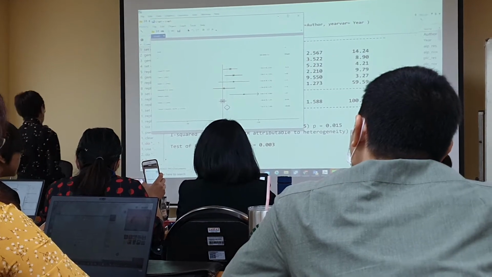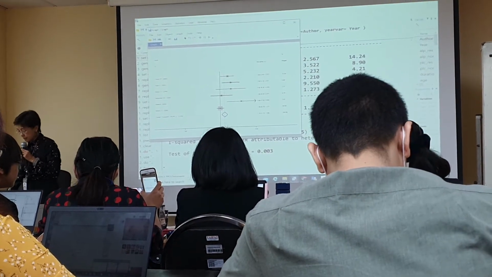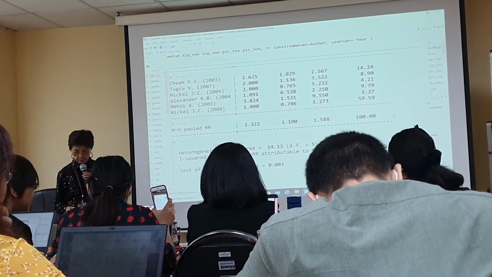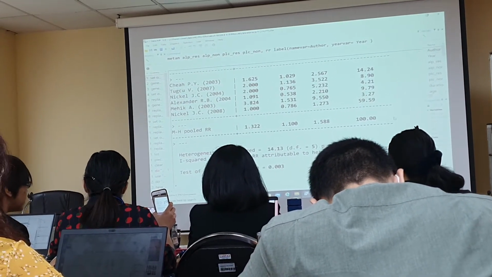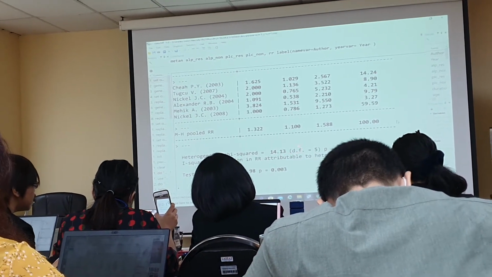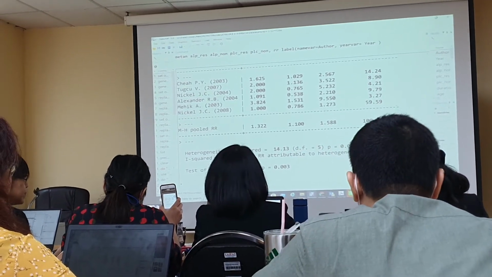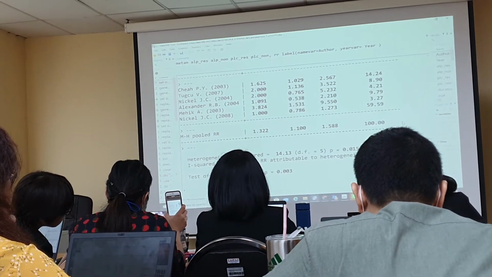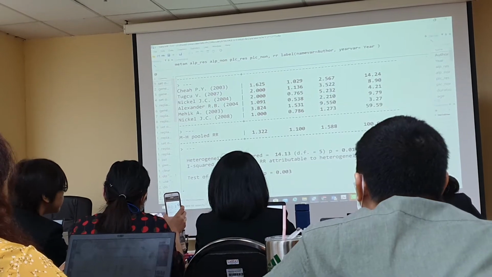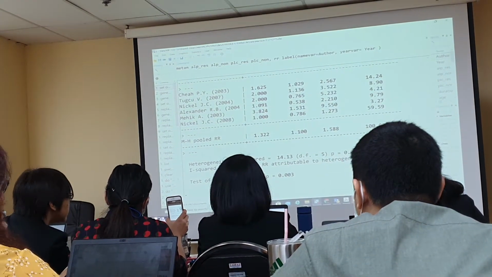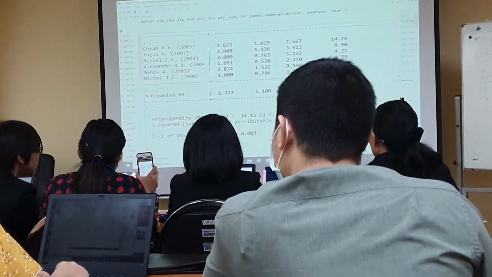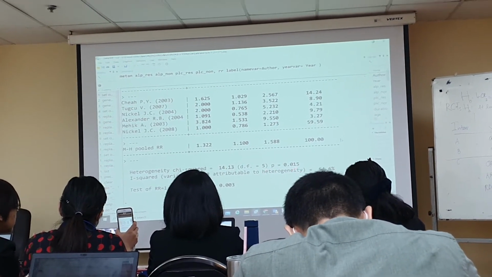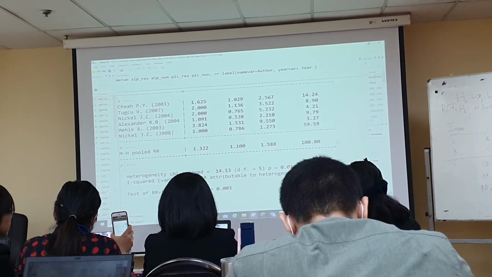So you go back to the result window. Back to the result window here. In the result window, the heterogeneity chi-square is 14.13 with 5 degrees of freedom and p-value 0.015. Do we fail to reject or reject this null hypothesis if the level of significance is 0.1? Should we reject or fail to reject?